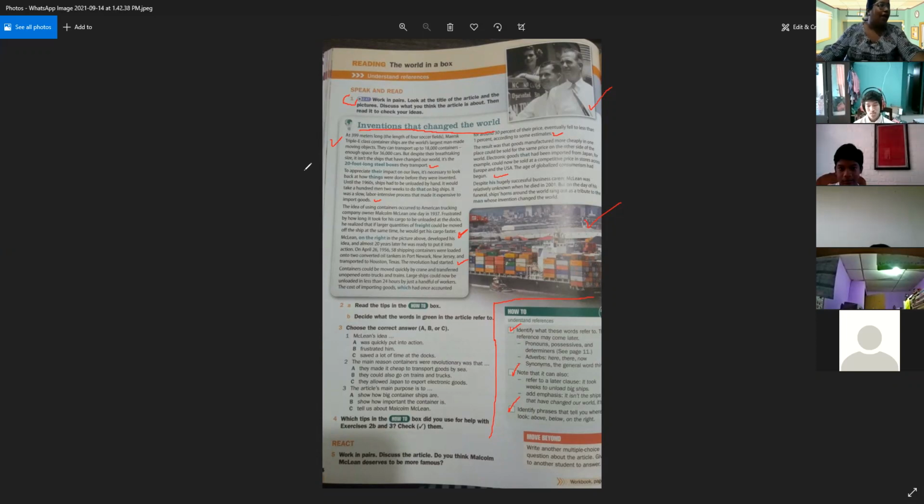Okay, you saw the title, Inventions that Changed the World, inventos que cambiaron el mundo. At 399 meters long, the length of 4 soccer fields, triple-E class container ships are the world's largest man-made moving objects. They can transport up to 18,000 containers, enough space for 36,000 cars. But despite their breathtaking size, it isn't the ships that have changed our world, it's the 20-foot long steel boxes they transport.